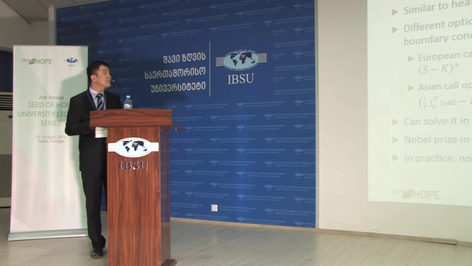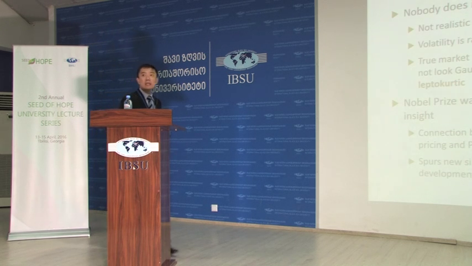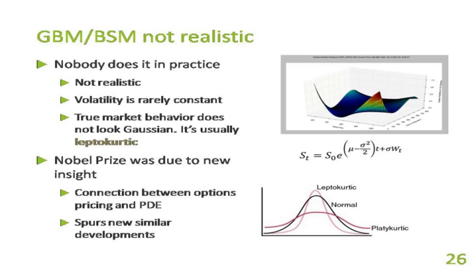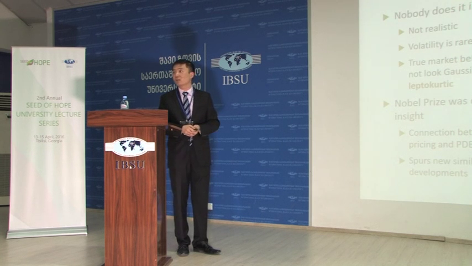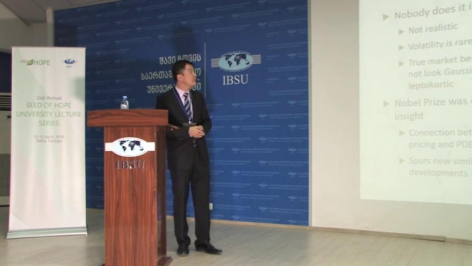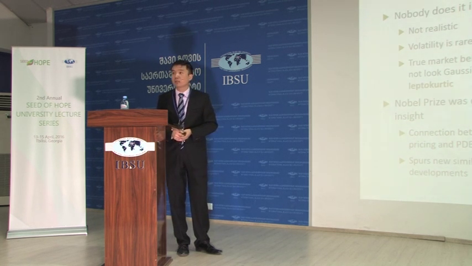But in practice, this is not a very realistic model. Nobody does it in practice today, at least not any of the big banks that I know. And the main reason is that geometric Brownian motion assumes a constant volatility value here. But this is an example of the volatility plot for a single stock for different maturity dates and different strike prices. As you can see, this is very much not constant. It should have been a flat surface, but it is not a flat surface. So yes, volatility in the market is not constant at all.